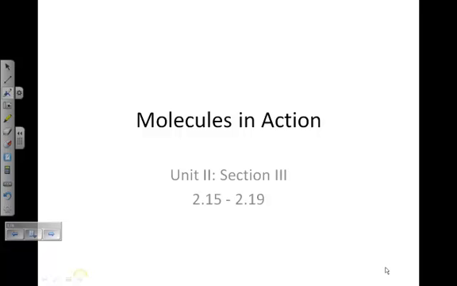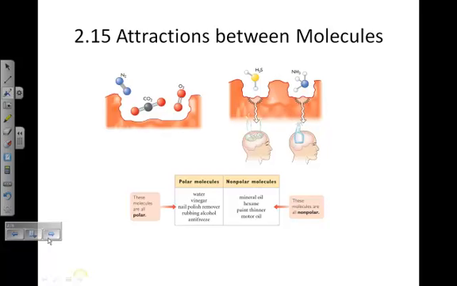We move on to Molecules in Action, Unit 2, Section 3. What is going on between these molecules and our receptor sites that allows us to smell the smells we smell? Let's take a look at this. There's something to do with what is polar and what is nonpolar. What does that mean? Well, let's take a look at this list here.